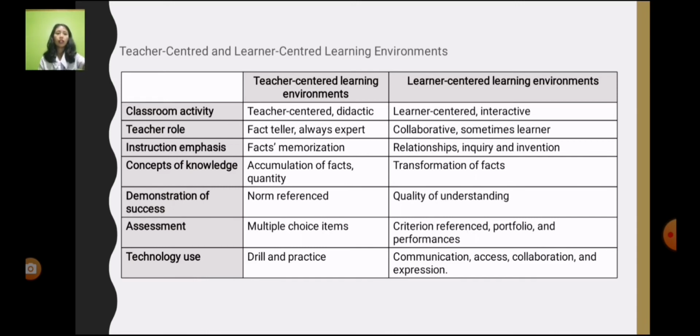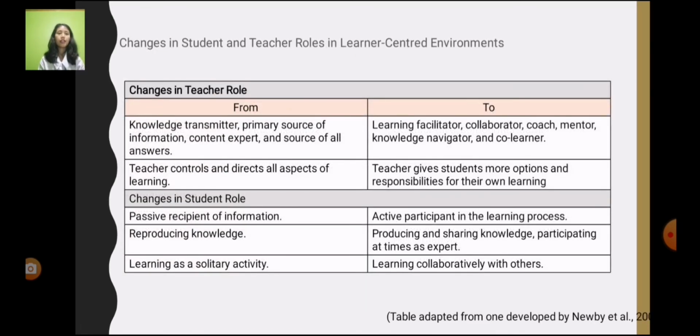And another matrix is from changes in teacher's role. Instead of the teacher being the knowledge transmitter, primary source of information, content expert, and the source of all answers, who controls and directs all aspects of learning, they are the learning facilitator, collaborator, coach, mentor, knowledge navigator, and co-learner. They give the students more options and responsibilities for their own learning.